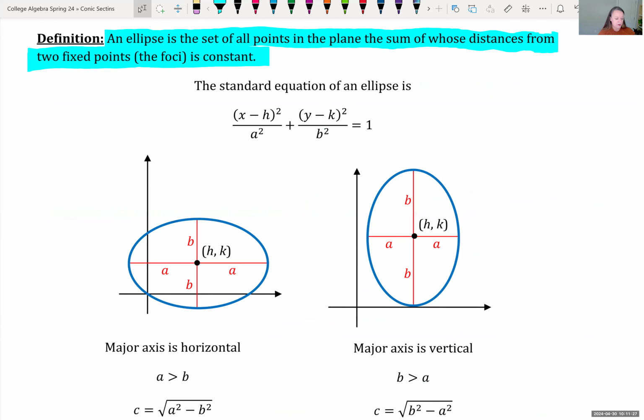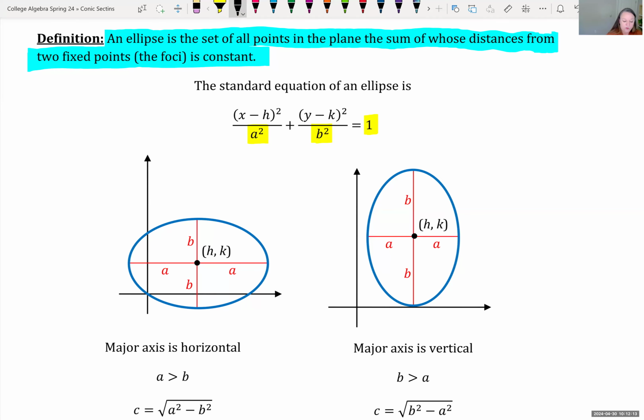But now let's look at the standard form of an ellipse. This is what's going to help us graph things. Notice that it's almost looking like a circle. Remember, a circle is x minus h quantity squared plus y minus k quantity squared equals r squared. And in this one, we have a squared in the denominator, we have b squared in the denominator, and instead of equaling r squared, we have equals 1.